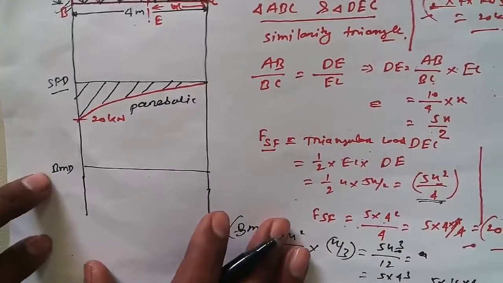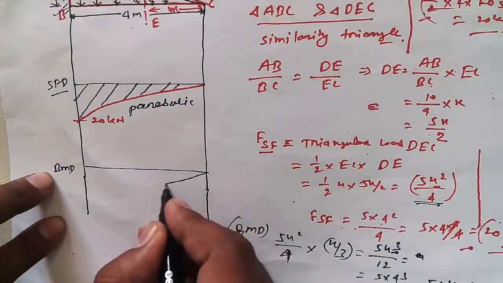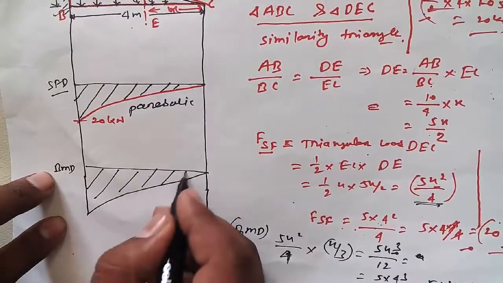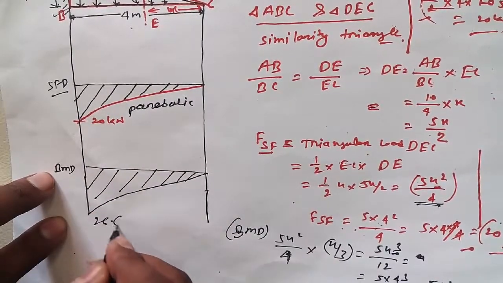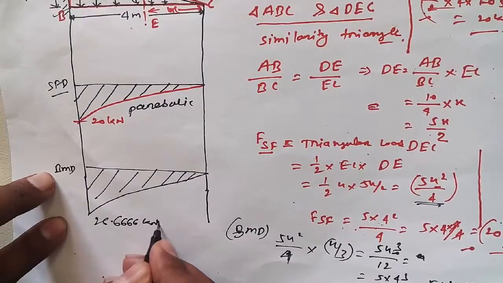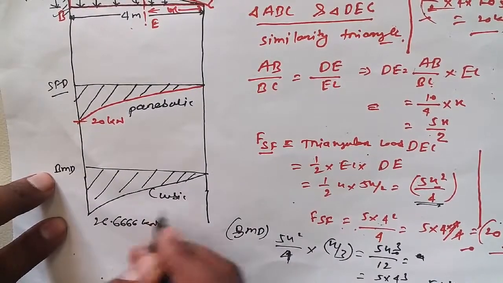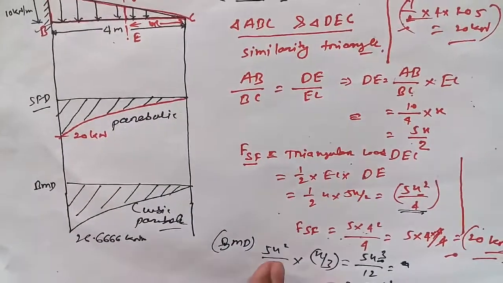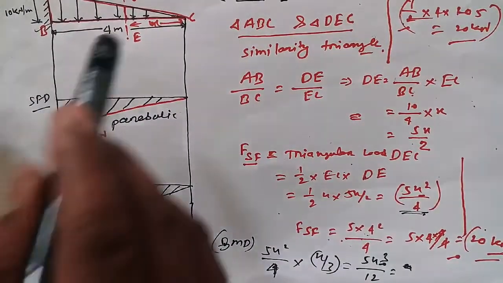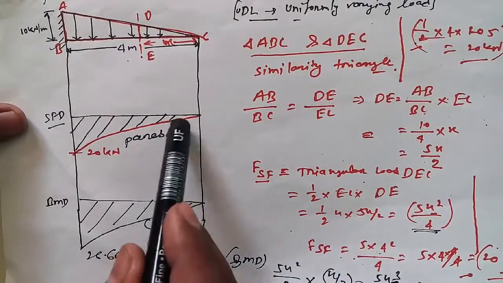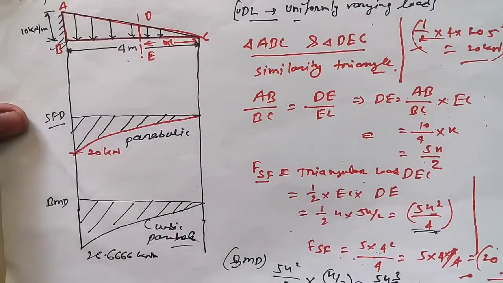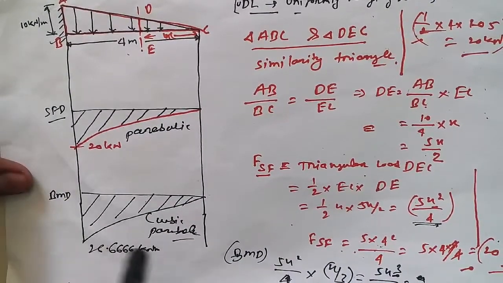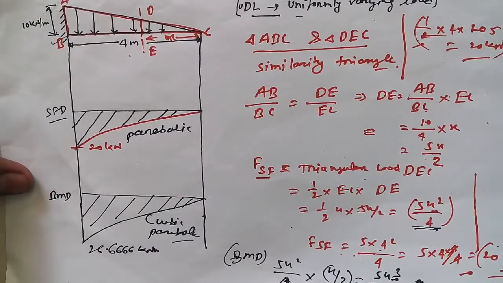Now how do we draw it? We have to draw it like this. This is a cubic parabola, and this is 26.6666 kilonewton meter, and this must be a cubic parabola. The most important thing I'm going to tell you is that in the case of UVL, we draw the shear force diagram as a parabola. Again, in the case of UVL, we draw the BMD as a cubic parabola.